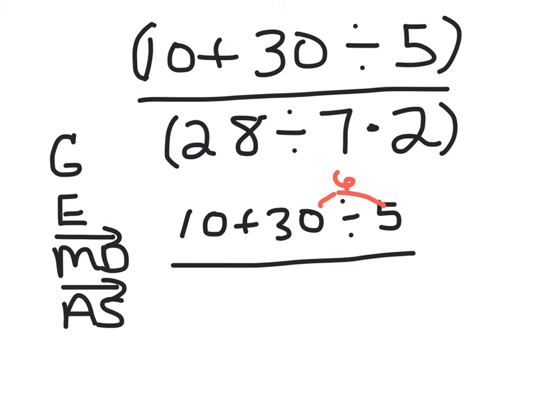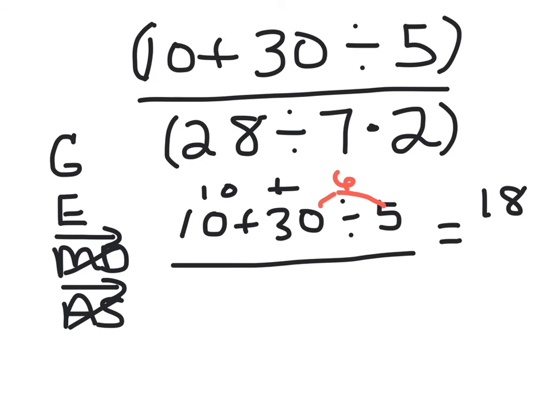Okay? So I've worked with these two numbers. What do I have left? I still have the 10 plus the 6. Okay? Now my numerator is not done. I did the multiplication and division in my numerator. Now I need to do the addition and subtraction in my numerator. So I've got 10 plus 6. That gives me a total of 18. My numerator is now done.